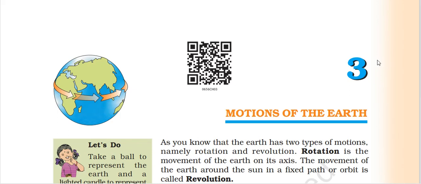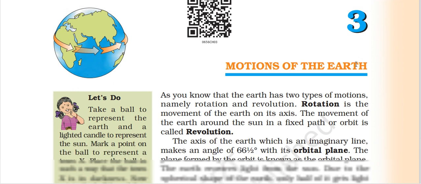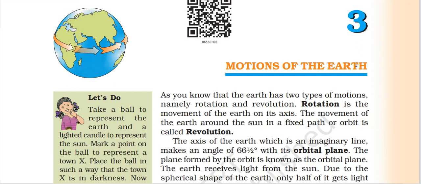The motion of the earth. As you know, the earth has two types of motion, namely rotation and revolution. Rotation is the movement of the earth on its axis. The movement of the earth around the sun in a fixed path or orbit is called revolution.